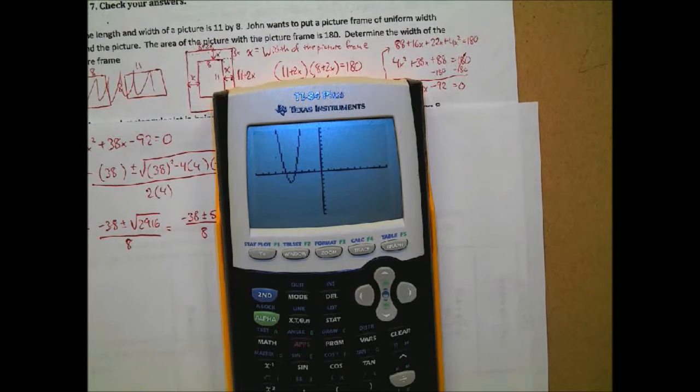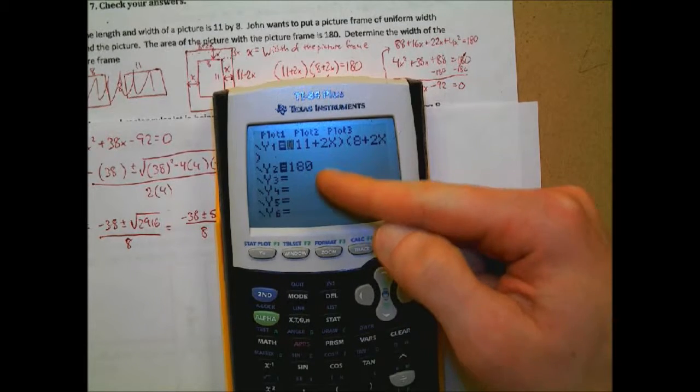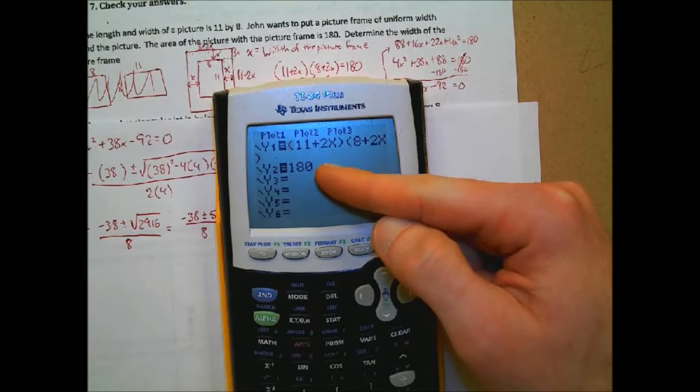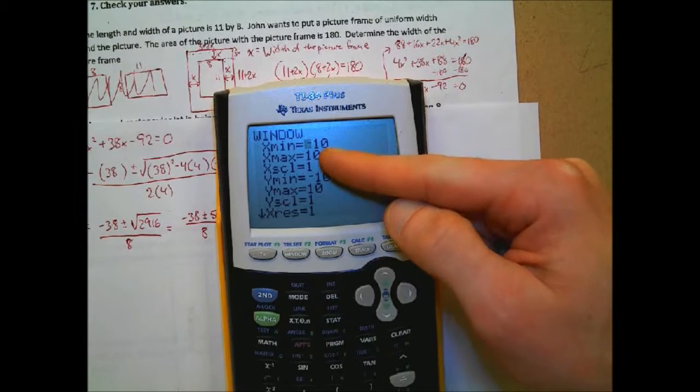When I graph, how many graphs do I see? Just only one. We need to adjust our window. Let's go back and take a look at what I'm trying to graph here real quick. I'm trying to graph a y value. This is y equals 180, which means on my window, if I go to my window, the highest y value that I'm currently graphing is 10.